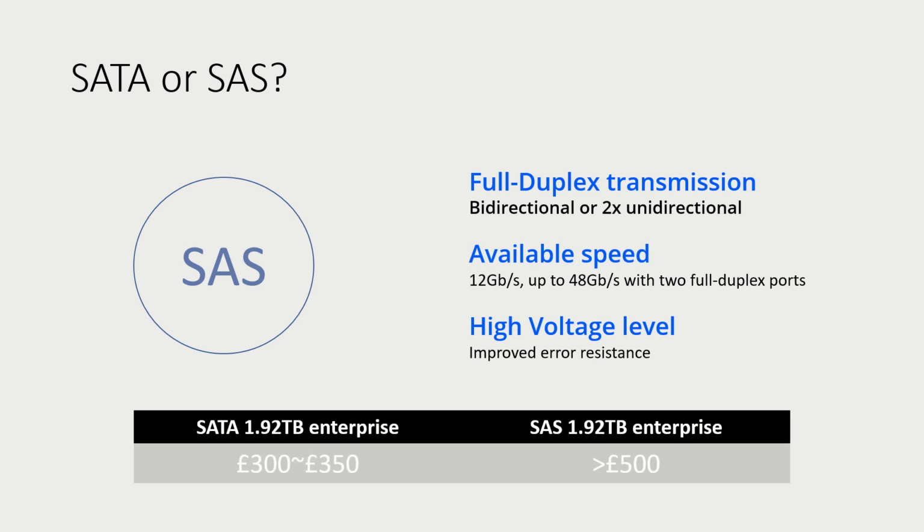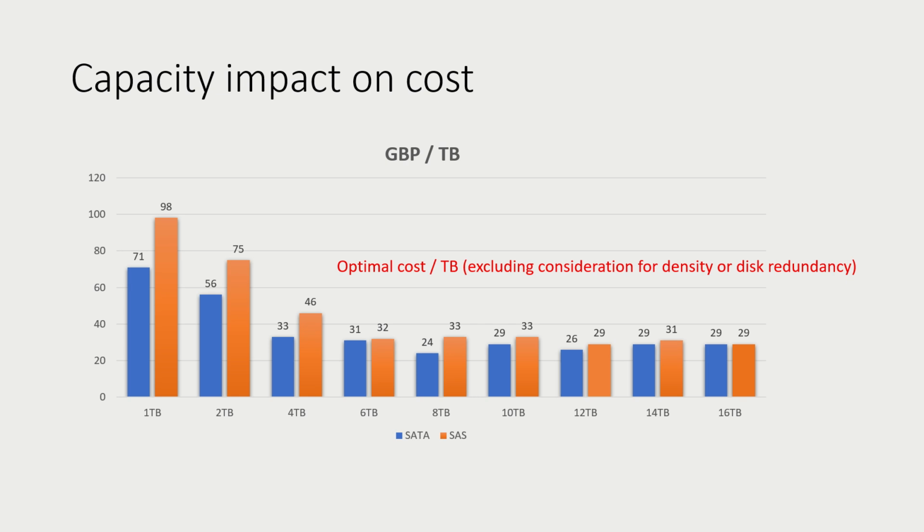Now, it does come at a cost. So again, if you don't really need that additional level of capability, you can stick with SATA, and you have a roughly 60 to 70% cost premium for the SAS drive. Now, when you're specking out a solution, that's worth bearing in mind.